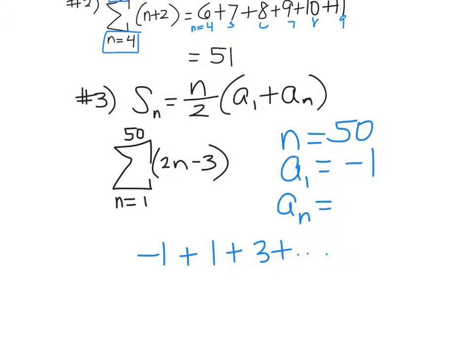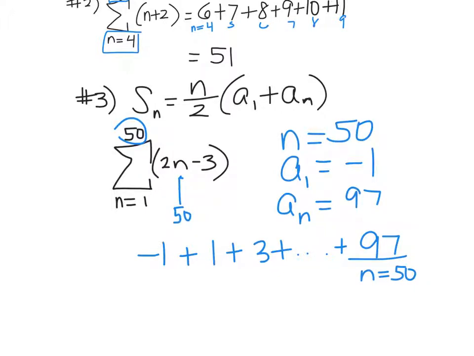What's my last term in this thing? Don't tell me it's 50. So many people will think that it's just this number up here. It's not. I have to find out what the 50th term is. 97. What'd you get? 97. Exactly. 97 would be the 50th term by plugging in 50 into here.